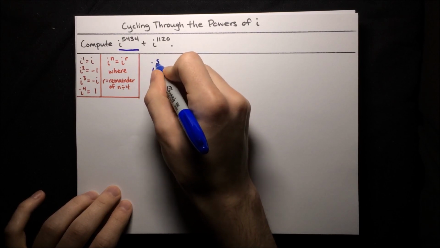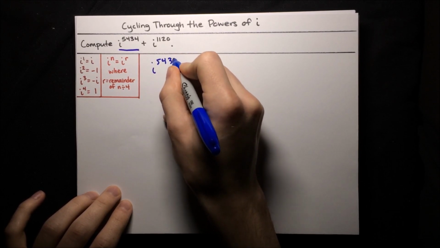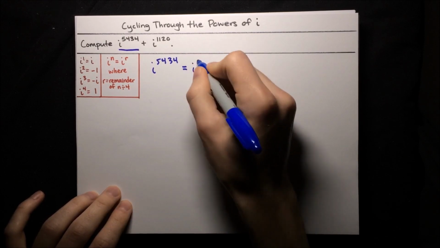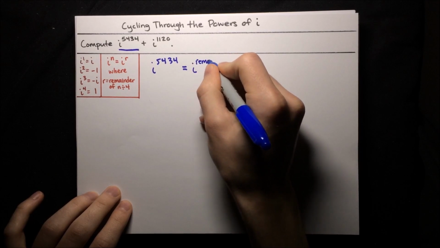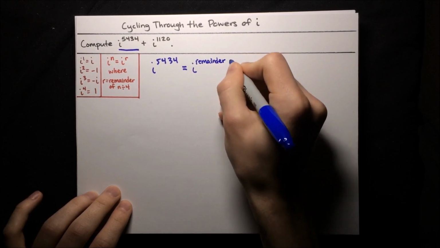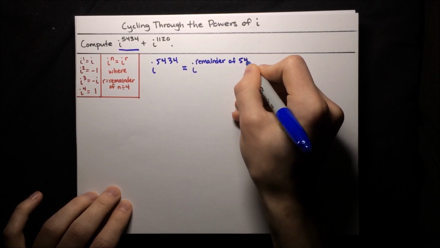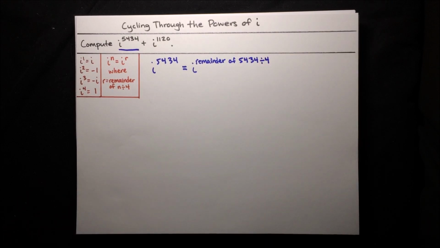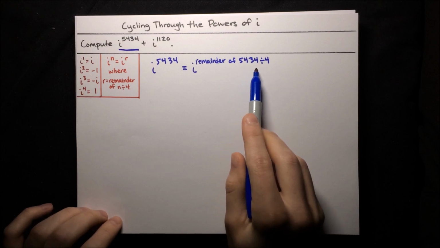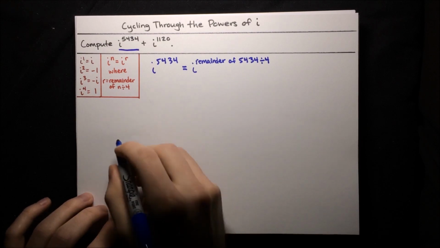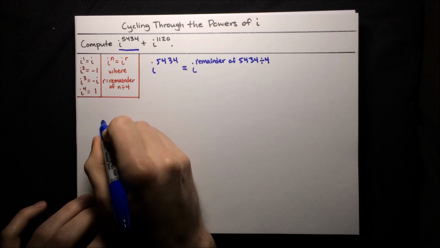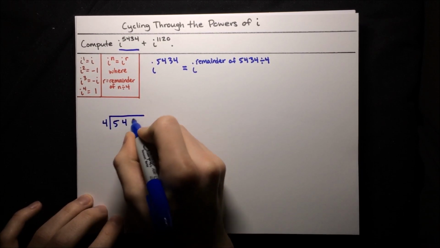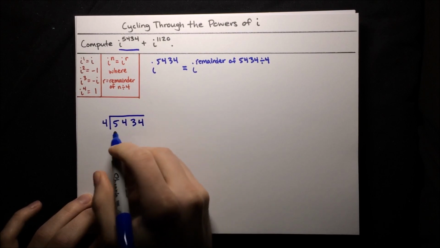So I to the 5,434th, according to our general principle, is just going to be equal to I to the remainder of 5,434 divided by 4. Okay, so now we just have to find that remainder, and we can do this through some simple long division. Let's set that up over here. 4 goes into 5,434, and we'll just go ahead and proceed.